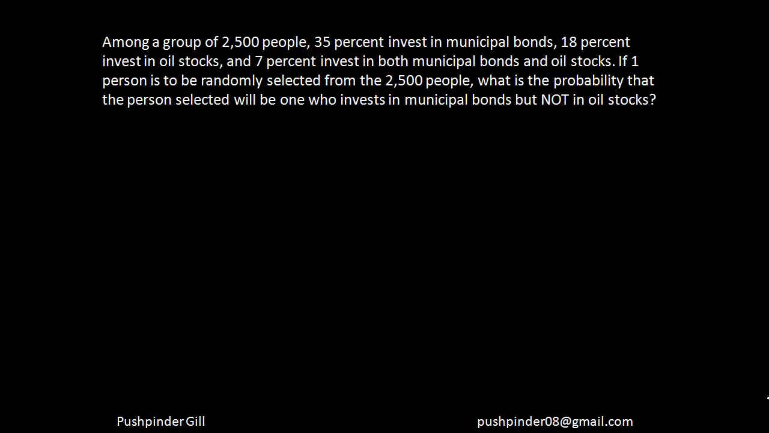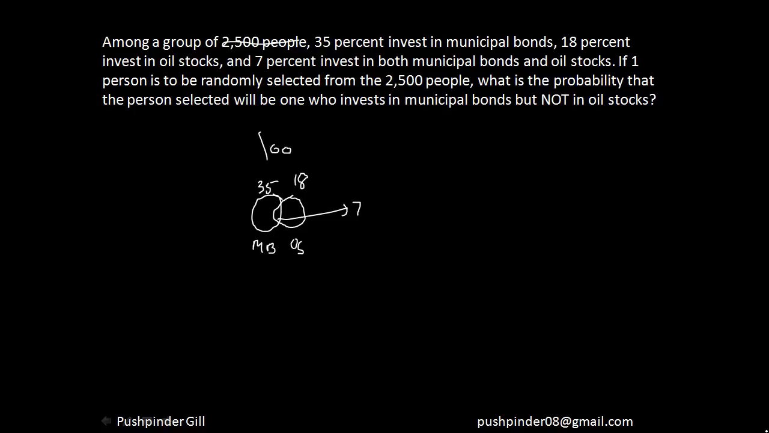Now if you see, the question over here is in terms of probability. So we do not need this 2,500 people. We can easily go with the percentages, because probability is a fraction, it's not an exact number. So with the percentages as well, you can easily calculate it. Now how many people are there? If it's a percentage, there are a total of 100 people. And if I draw the diagram, 35% of the people invest in municipal bonds and 18% of the people invest in oil stocks and 7% is the both, right?